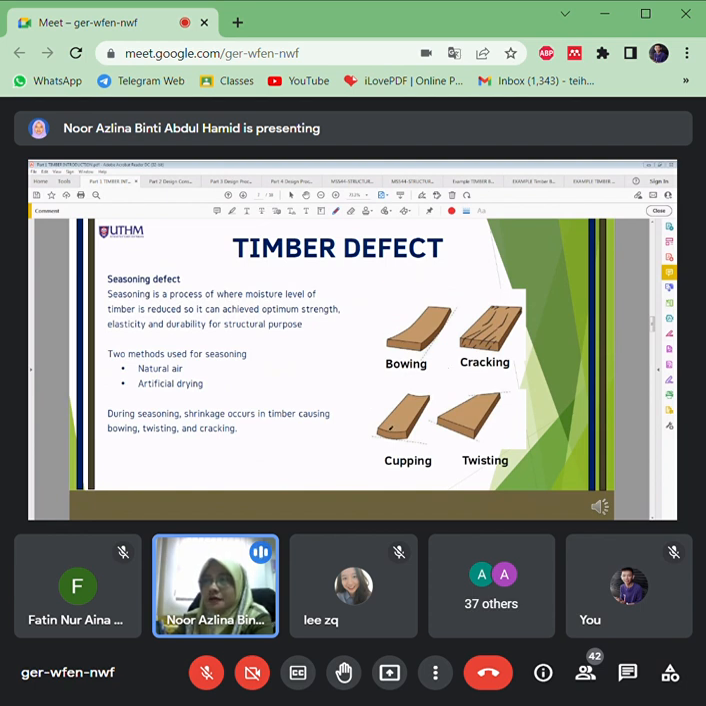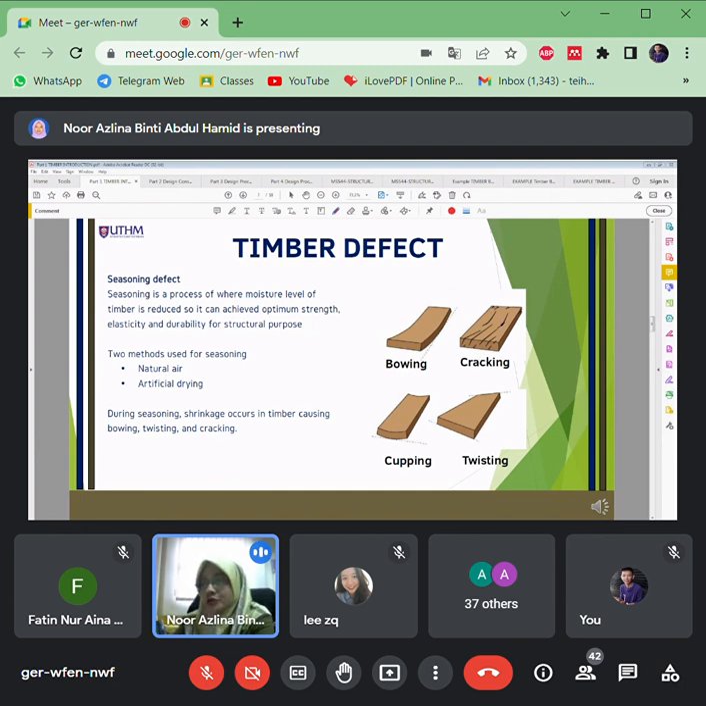Then other timber defect is from the seasoning process, which is the process where the moisture of the timber is reduced. So that means during the drying process. So you need to understand here that dry timber is stronger compared to the wet timber. Okay, the timber has 2 conditions, either in wet condition which has a high moisture content, and another condition is a dry timber which has a low moisture content that gives high strength to the timber.